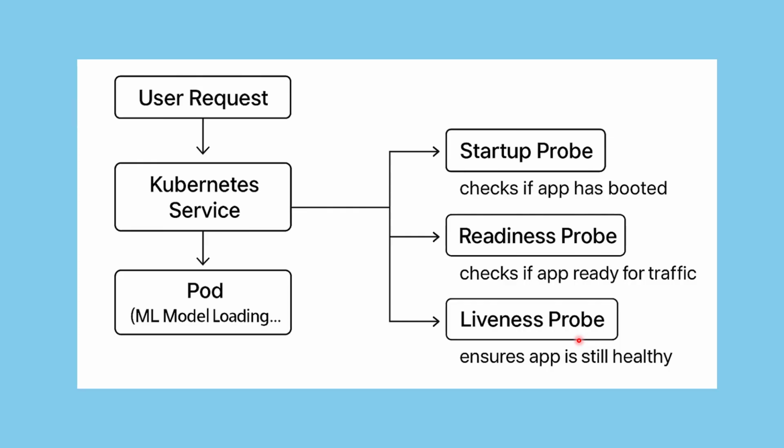It ensures your application remains healthy after it starts. If something goes wrong later, Kubernetes restarts it automatically. That's self-healing in action. So as you can see, these three probes, startup, readiness, and liveness, form the perfect health system for your pods. Now that you have understood why probes matter, let's jump into how to configure them in Kubernetes.